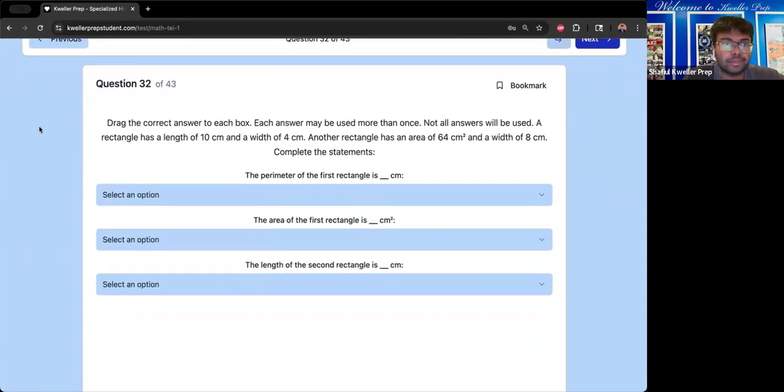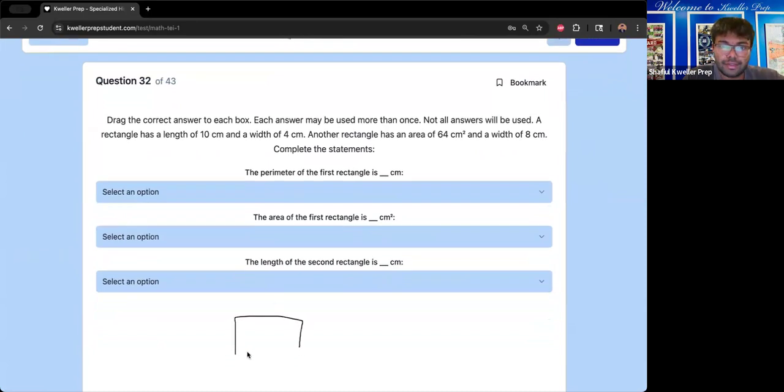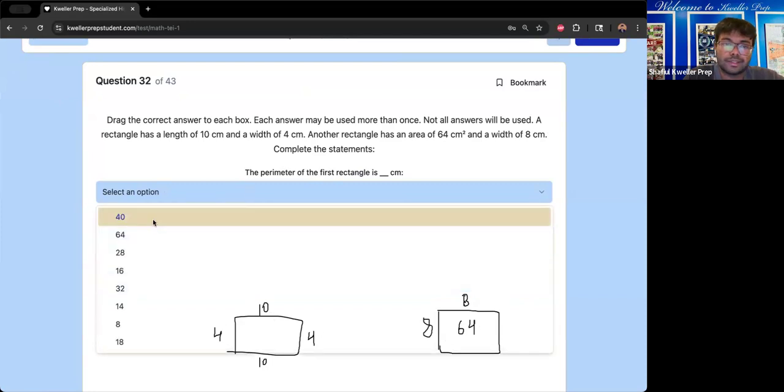Okay, this is pretty simple. The rectangle has a length of 10, width of 4. Now the rectangle has an area of 64 centimeters and a width of 8. So, drawing 2 rectangles here, the area is 64, the width is 8. From that, we know that the length is going to be 8. Complete the statements. The perimeter of the first rectangle, we just add up all the sides. So it should be 10 plus 4 plus 10 plus 4, 28.